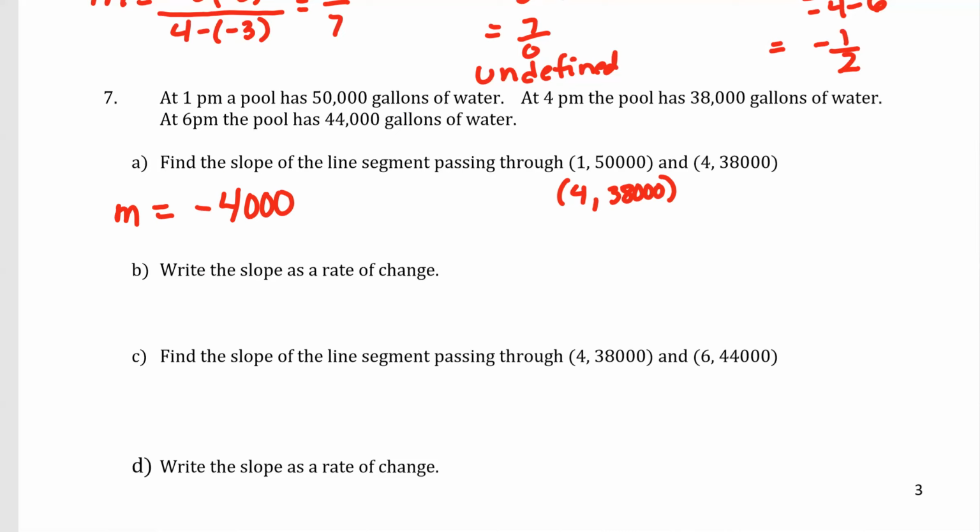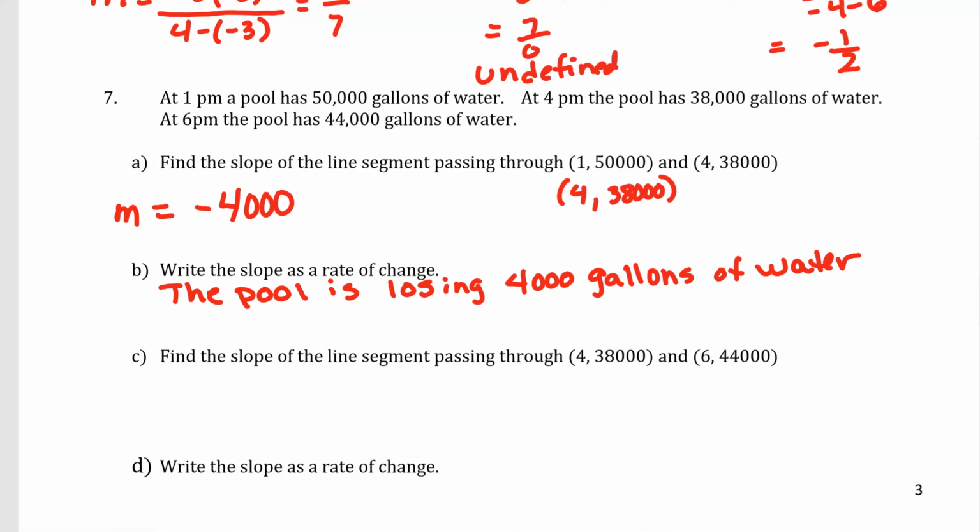So write the slope as a rate of change. So the rate of change is the pool is losing 4,000 gallons of water per hour from 1 p.m. to 4 p.m.